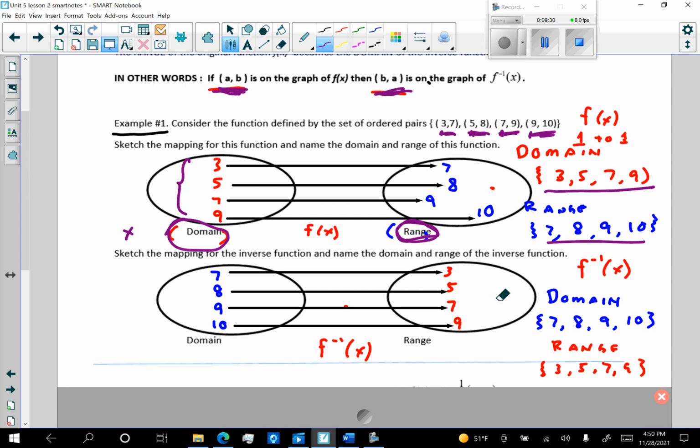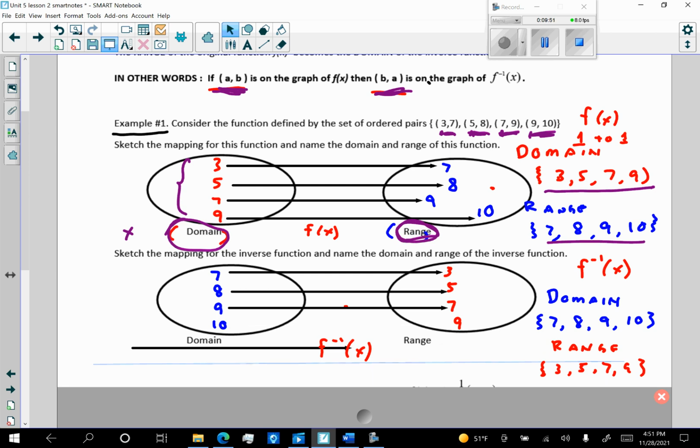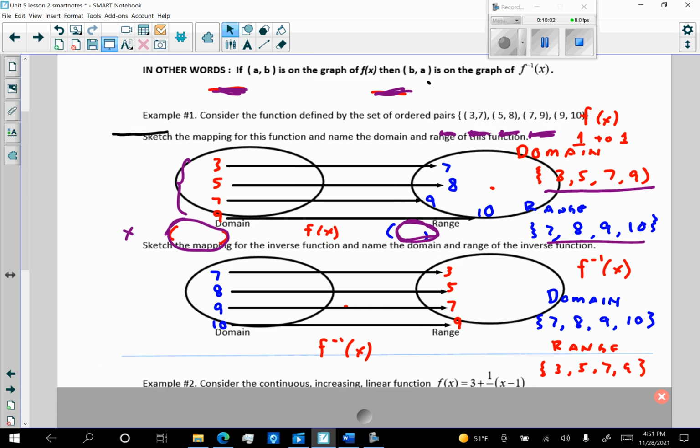And we realize, just like I said, the domain is going to be 7, 8, 9, 10. The range is 3, 5, 7, 9. And what does 7 map to? Well, 7 is going to map to 3. 8 is going to map to 5. 9 is going to map to 7. And 10 is going to map to 9. And make sure that when you do these mappings, you certainly use these arrows. You just can't have a straight line. You have to have arrows. And that determines 10 goes to 9. 9 goes to 7.